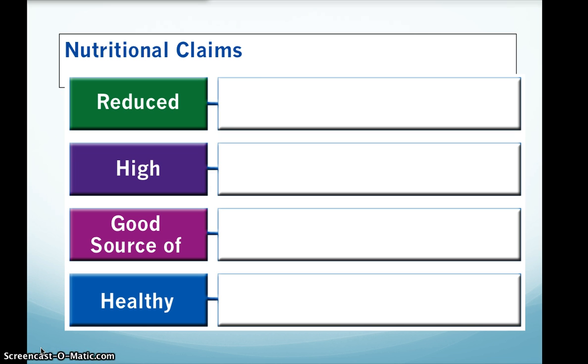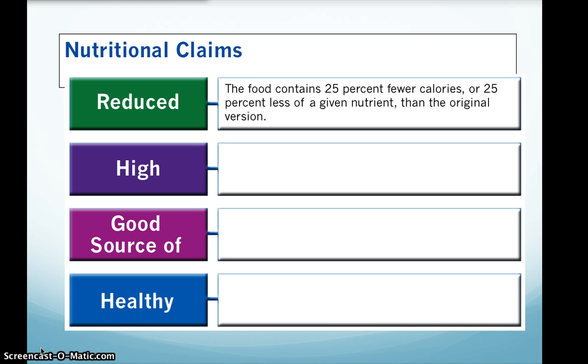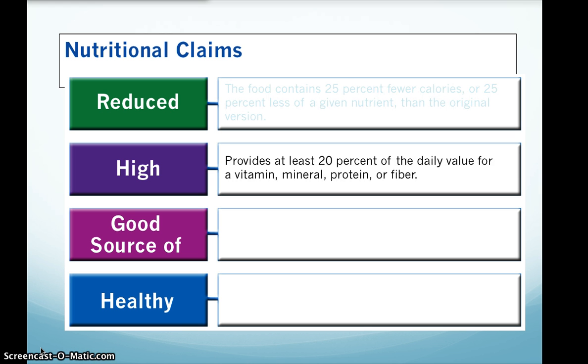Some other claims that we're going to see. Reduced: the food contains 25% fewer calories or 25% less of a given nutrient than the original version. We might see high: this provides at least 20% of the daily value for a vitamin, mineral, protein, or fiber. So a lot of times you might see something marked, hey, this is high in fiber, this is high in vitamins and minerals, etc. It has to exceed at least 20% of the daily value.